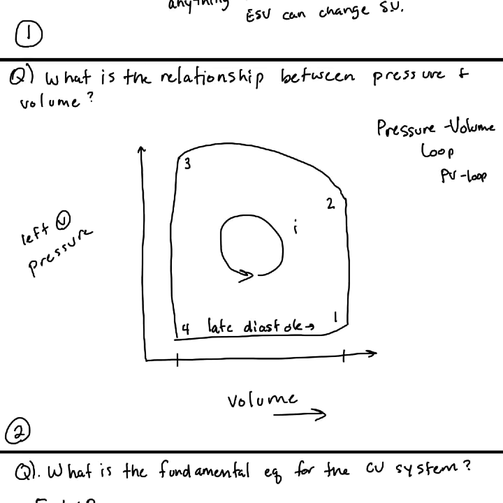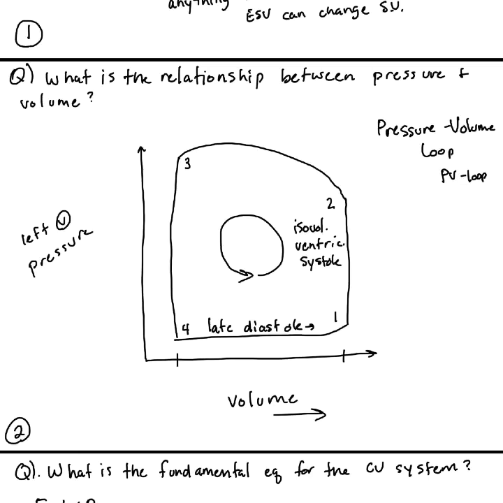So this is isovolumetric ventricular systole. That's what's happening between 1 and 2.